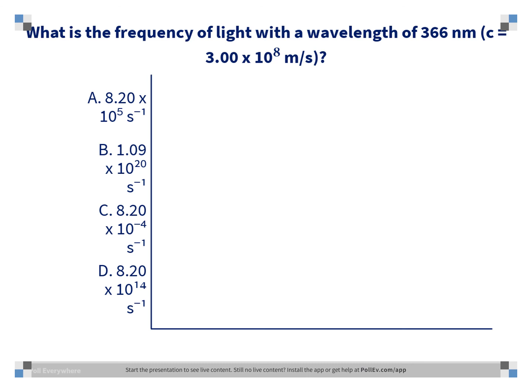The answer is D, 8.20 times 10 to the 14 per second. First, we convert nanometers into meters by multiplying by 10 to the minus 9. Then we plug into a rearranged form of our c equals lambda nu equation. The rearranged form, which has frequency by itself, is nu equals c divided by lambda. We plug in our speed of light on top and our wavelength in meters on the bottom and come out with D for our answer.